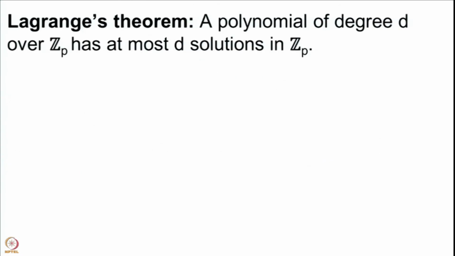Does a similar theorem hold for ZP? That is the question, and yes, it does hold for ZP, and the theorem is due to Lagrange. You will see that Lagrange has done quite a bit of fundamental work in number theory among other areas of mathematics, and this is also a theorem due to him. He says that if you start with a polynomial of degree d over ZP, which means that you have coefficients coming from ZP, then any such polynomial has at most d solutions in ZP.